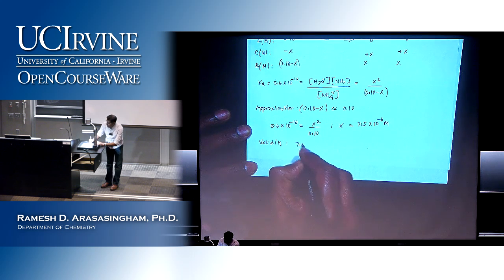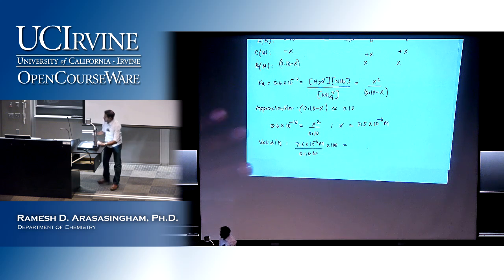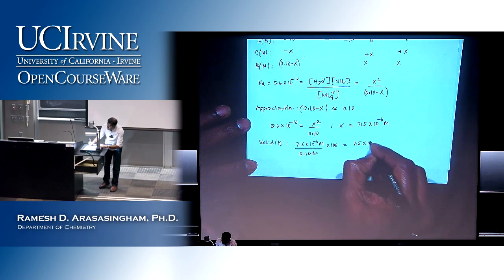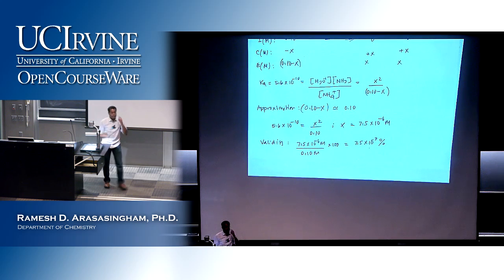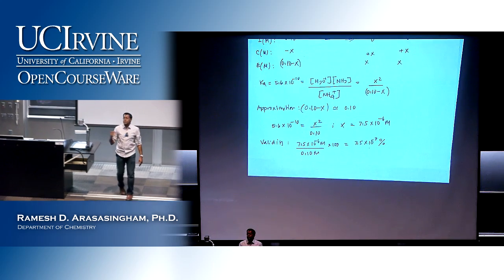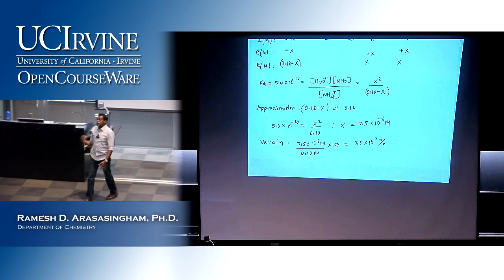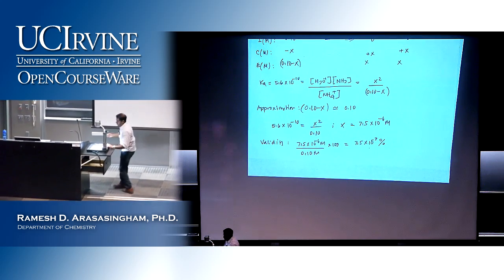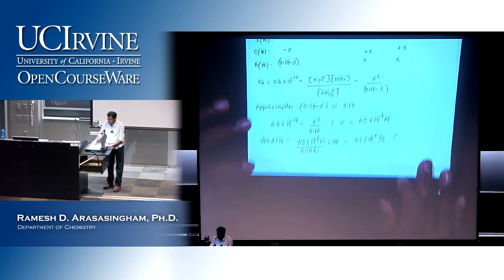So that means 7.5 times 10 to the negative 6 molar divided by 0.1 molar times 100, and that comes out to be 7.5 times 10 to the negative 3 percent. So that's 0.007. That's well below our 5% threshold. So we do know that this approximation is pretty good.